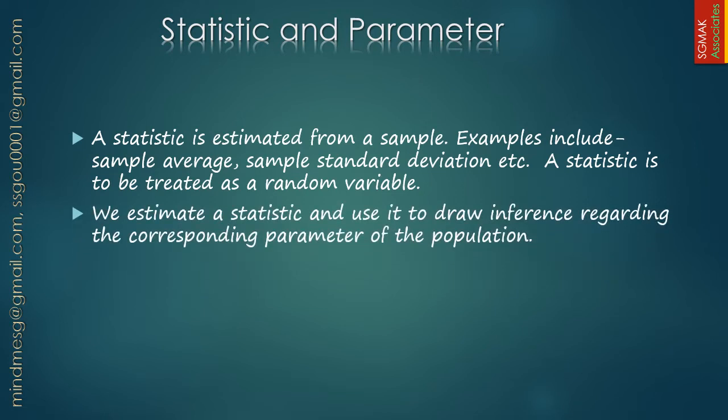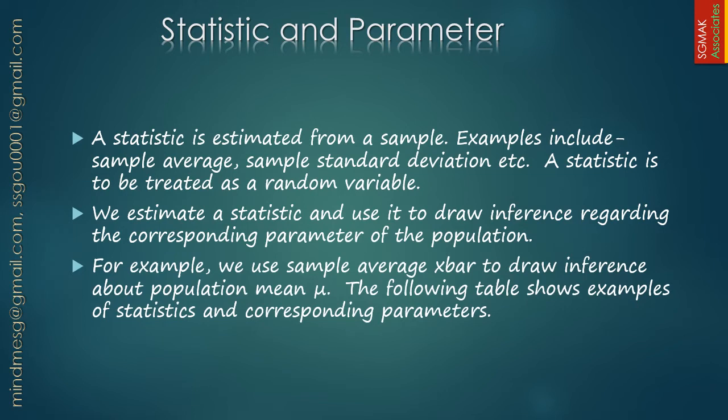We estimate a statistic and use it to draw inference regarding the corresponding parameter of the population. This is a very important concept. We always estimate a statistic and use it to draw inference regarding the corresponding parameter of the population. So for every parameter, we can associate a corresponding statistic. Parameters are difficult to estimate, so we use a statistic to draw inference about the parameter.